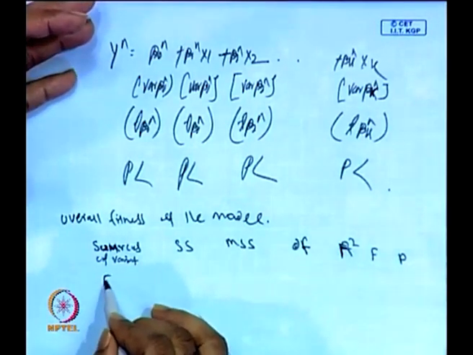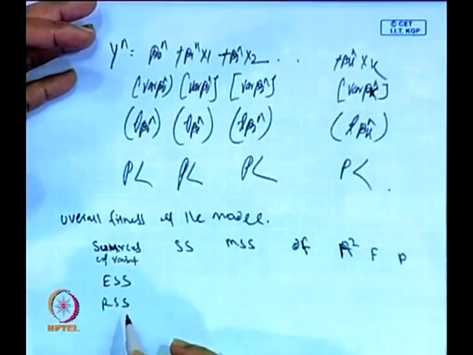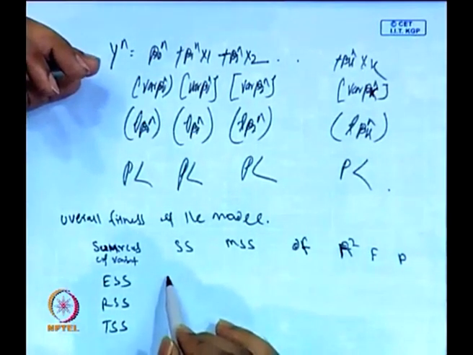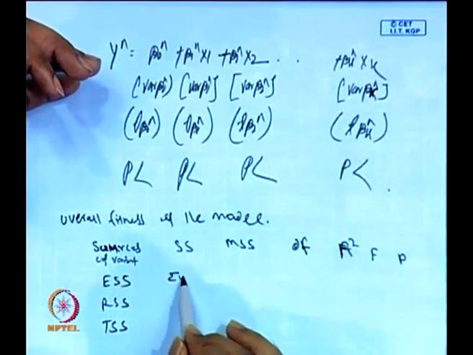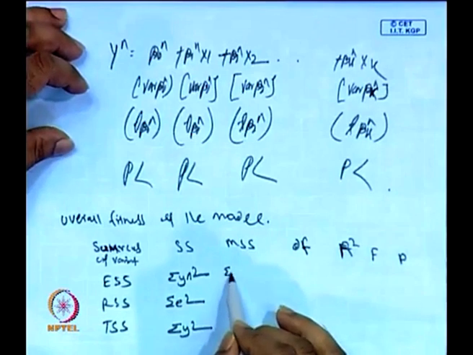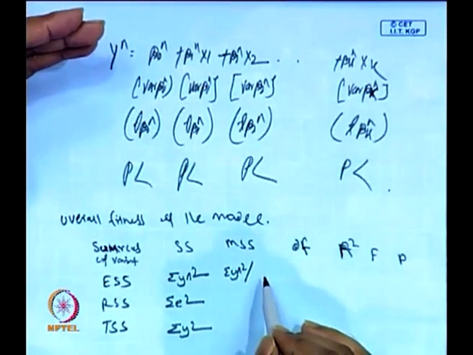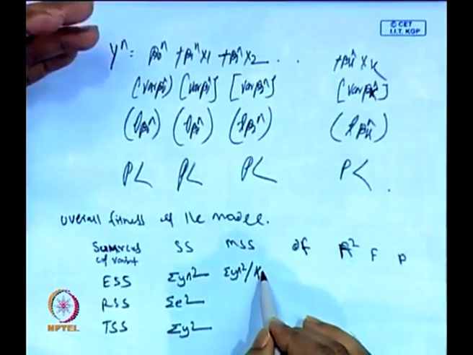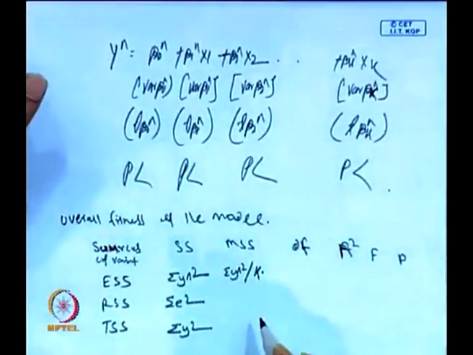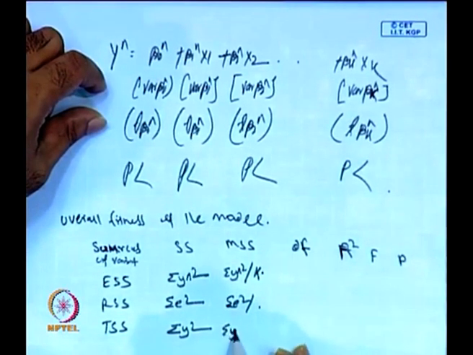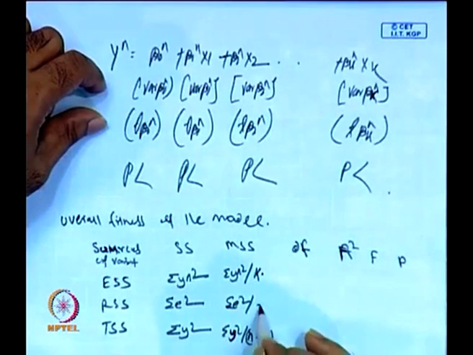So this is explained sum square, this is residual sum square, this is total sum squares. As usual, the structure is more or less the same. This is otherwise called summation y hat square, this is summation e square, this is summation y square. Obviously this is summation y hat square by k minus 1 here. Summation y square is also divided by degrees of freedom, obviously n minus 1, and this should be n minus k.